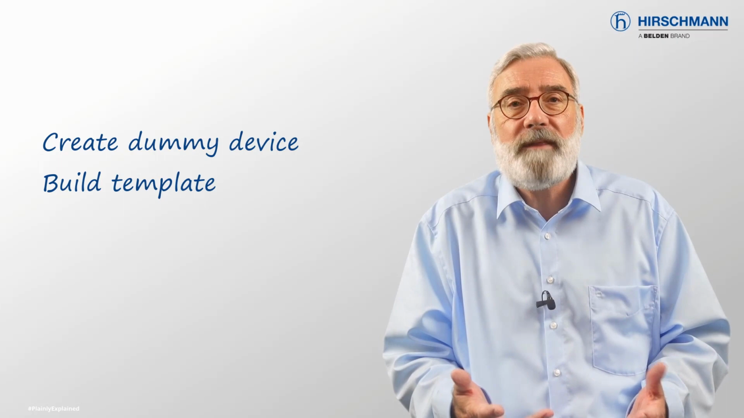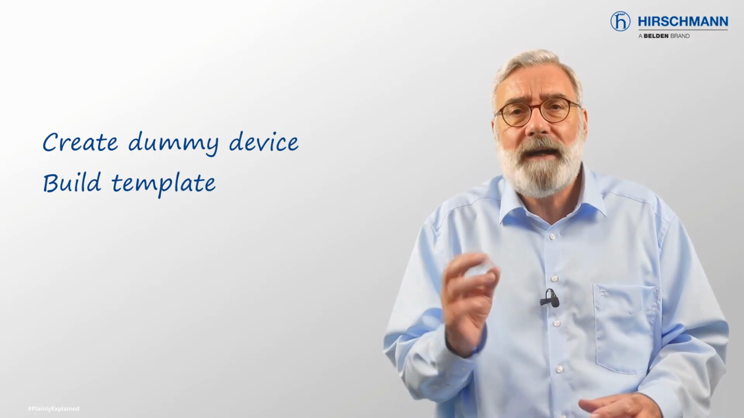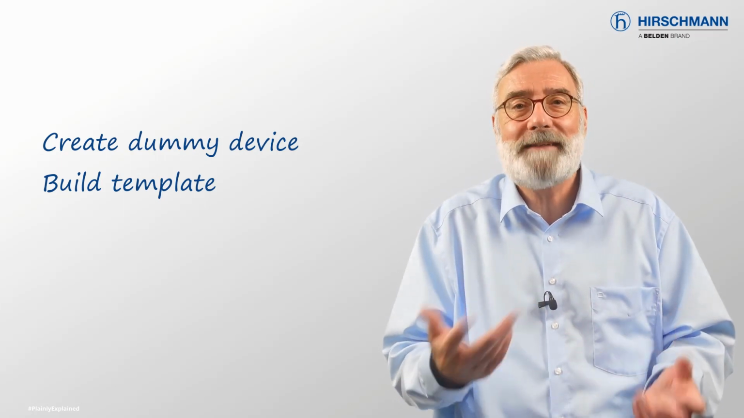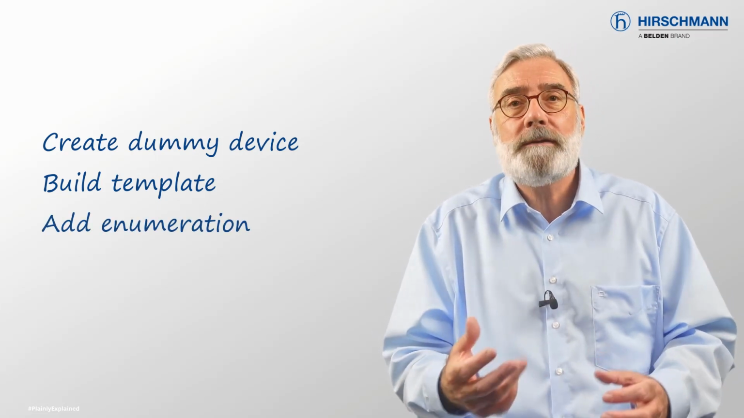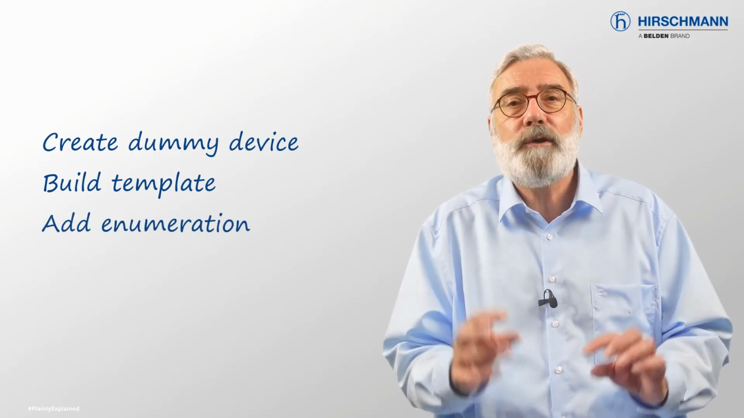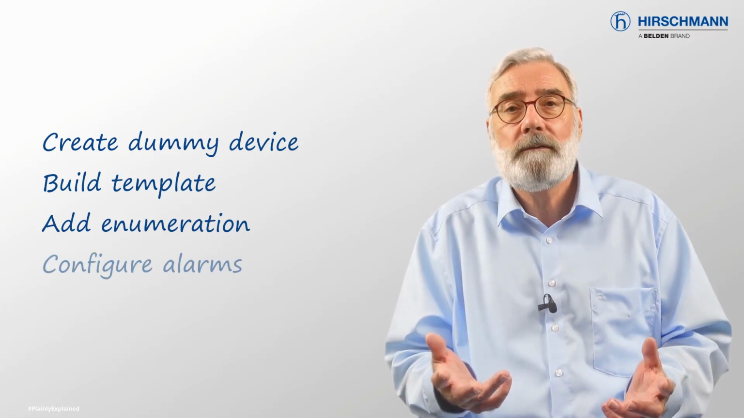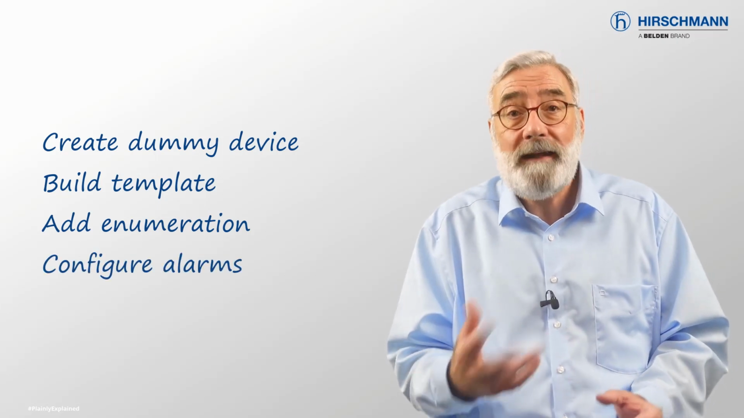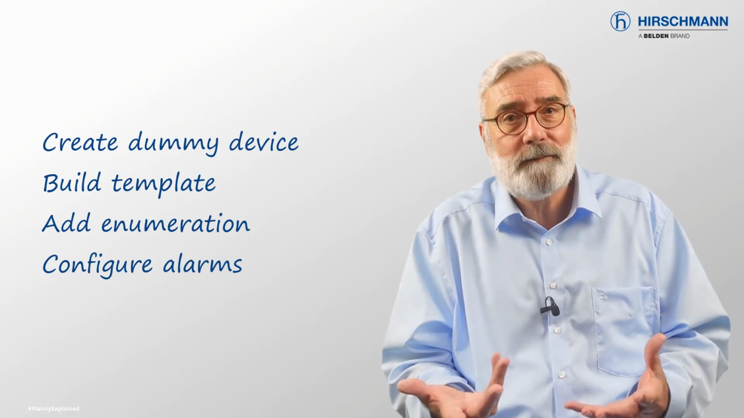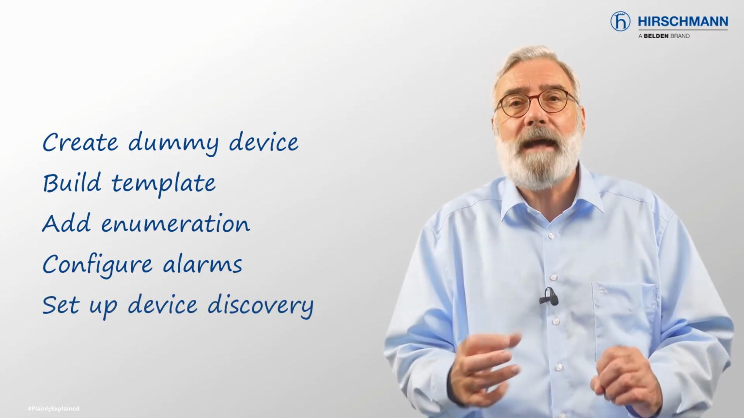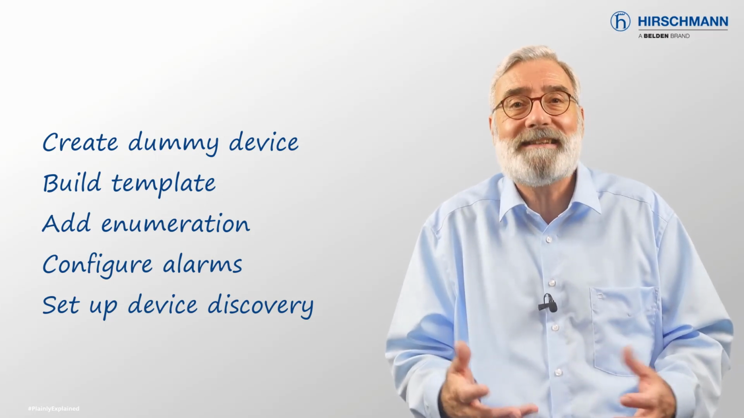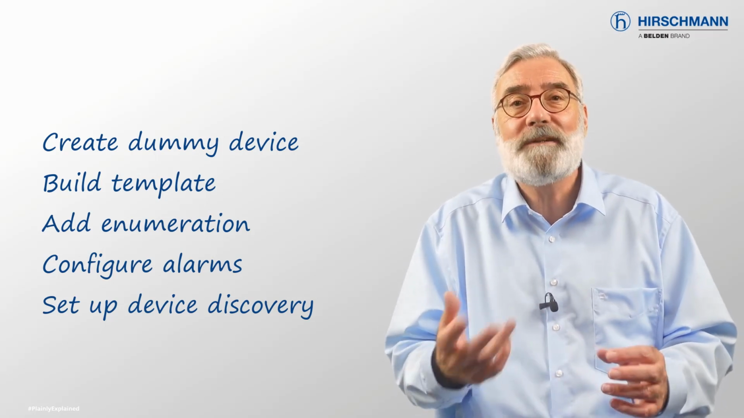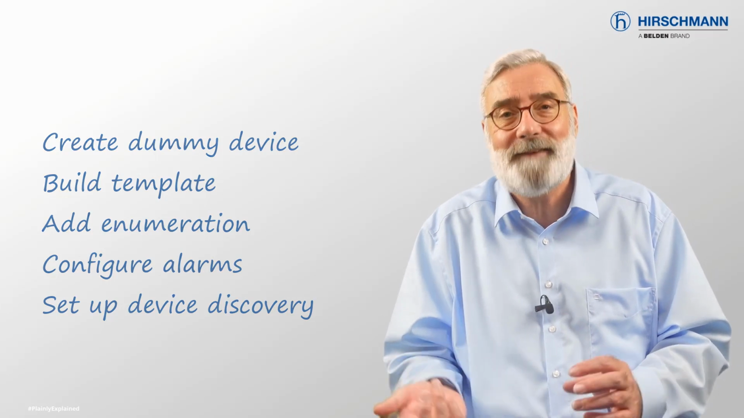Once I was happy with my dummy device, I converted it into a Hirschmann template. I then added some enumeration to the template to make the values more readable. In the next step, I configured some alarms in the template. The final step was to configure Zabbix to find my Hirschmann switches and correctly add them to the list of supervised devices. So let's get started.